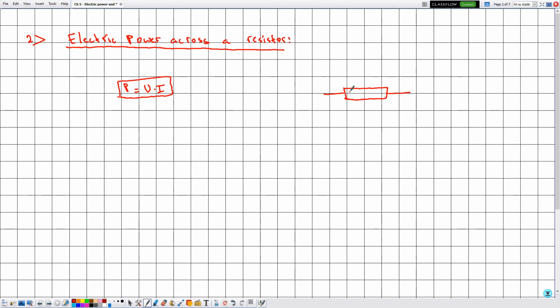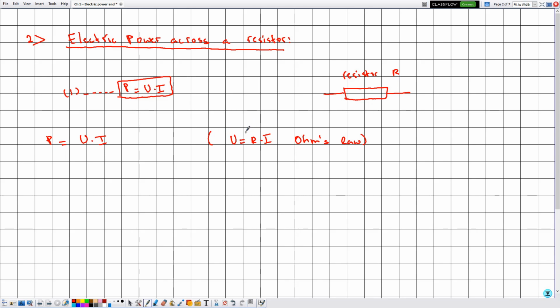Now suppose that this electric component is a resistor of resistance R. Because this electric component is a resistor, we can apply Ohm's law to it. So let me say here that P is equal to UI, this is the first form of the electric power. Now P is equal to U times I. We know that across a resistor we can apply Ohm's law, which is given by U is equal to R times I. This is given by Ohm's law.